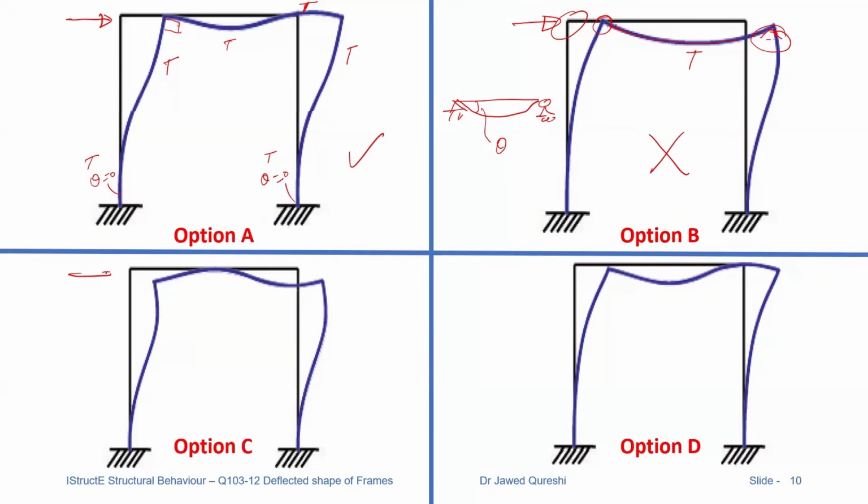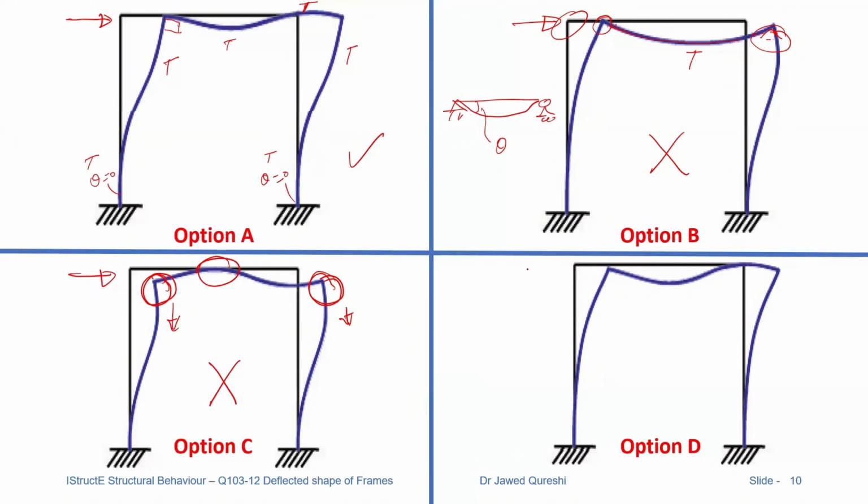How about option C? Option C is incorrect as well because I don't see any reason for axial shortening of this column. We are applying a horizontal load and there is no downward force applied here. So why are these columns shortening, why are they going down? I don't see that reason, and why is this going up? This is the reason option C is incorrect as well, because axial shortening in column does not happen.